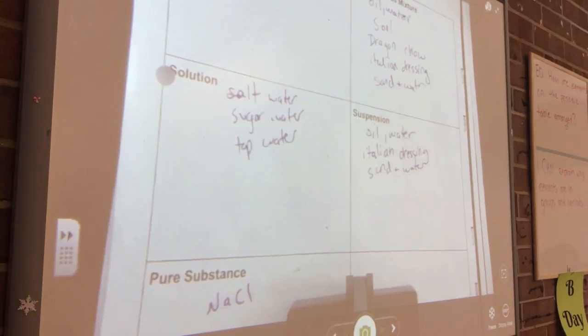The suspensions are the ones that could not really be mixed, and if you leave them sit out long enough, they'll separate. And that's your oil and water, your sand and water, and your Italian dressing. And there is only one pure substance out of all those, and that was the sodium chloride, the NaCl. That was your non-iodized table salt.